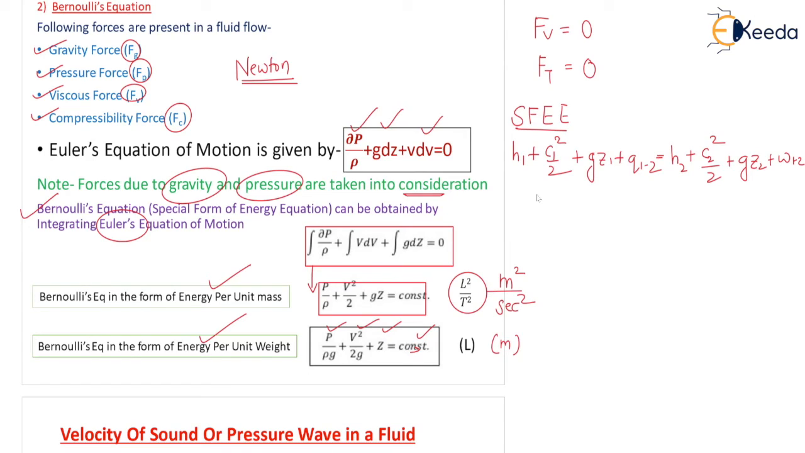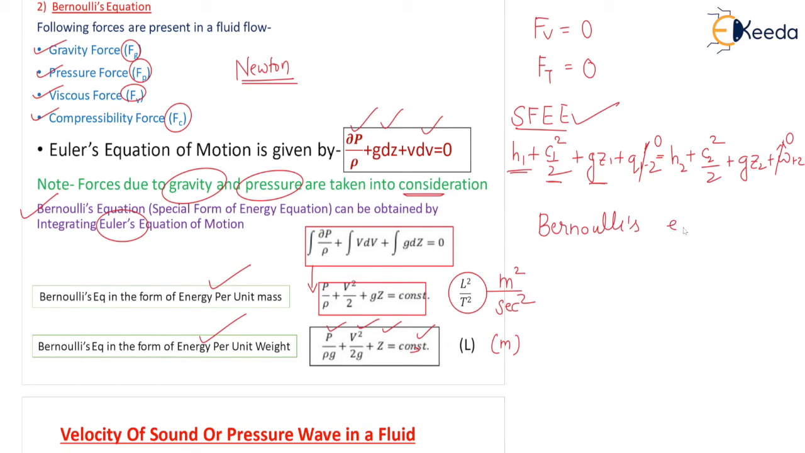You can see from the steady flow energy equation, if there is no heat interaction, Q equal to 0, and W equal to 0, correct? These two terms are 0, and in place of enthalpy we write the pressure head p by rho g. v square by 2g is anyway present, and gz is also present. So some modifications and assumptions have been made in the steady flow energy equation to derive Bernoulli's equation.